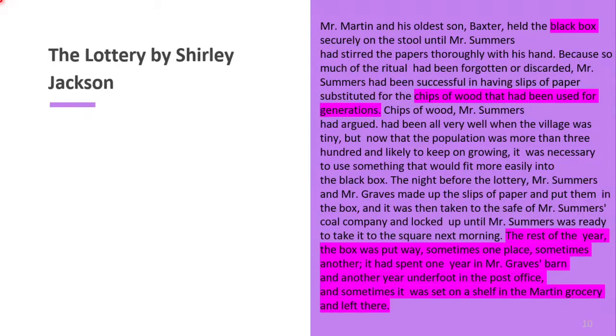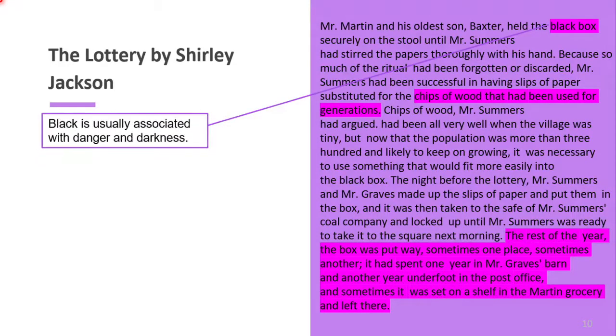Let's go into passage analysis. Let's analyze this, shall we? Alrighty, so black box. That first sentence, let's go there. Now, black is usually associated with danger and darkness. Black is a color which symbolizes these things. So what is it? Well, it's symbolism. Let's move on, shall we?